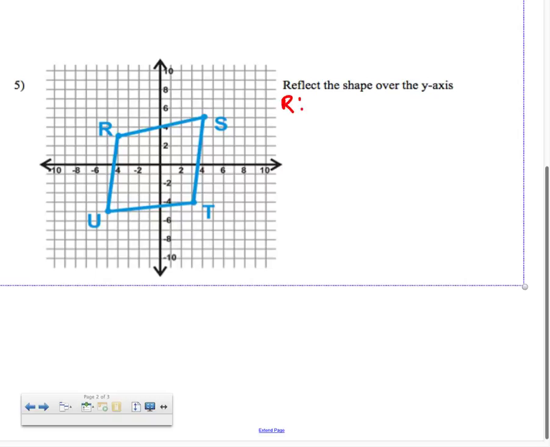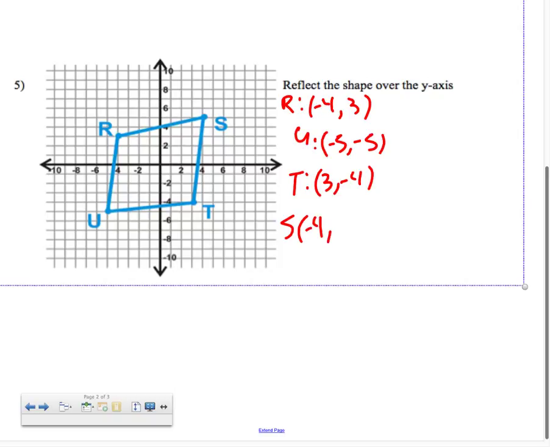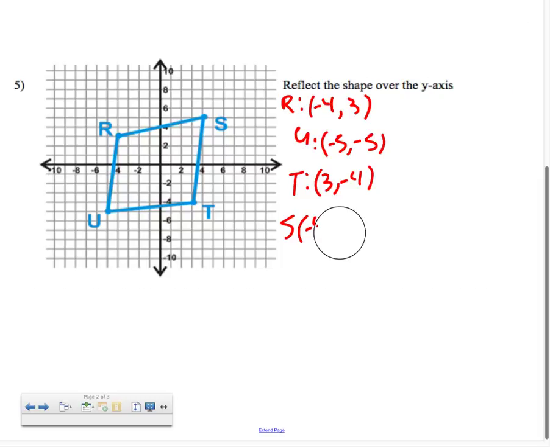So R is (-4, 3). U is (-5, -5). And then T is (3, -4). And then lastly, S is (4, -4), sorry. Nope, +4, my bad. (4, 5). Let me write that better there. S is (4, 5). So now I have my points listed.